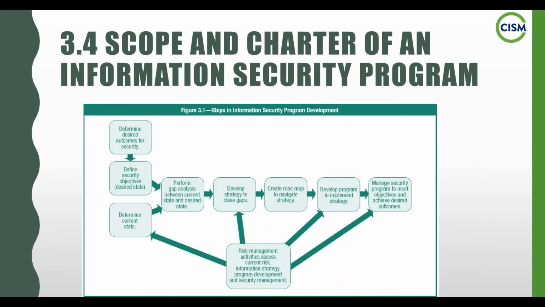These are the high level steps required in information security program development. Determine desired outcomes for security. That we have done as the first step, right, when we were talking about information security strategy. Define security objectives. What are the security objectives? Where you want to be and what you want to achieve, right? That is defined under security objectives, the desired state. Now, to know the gap between the current state and the desired state, you perform the gap analysis, right?